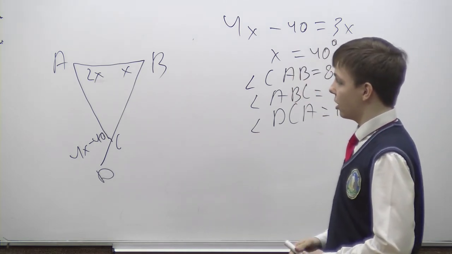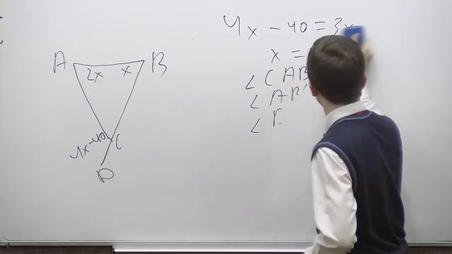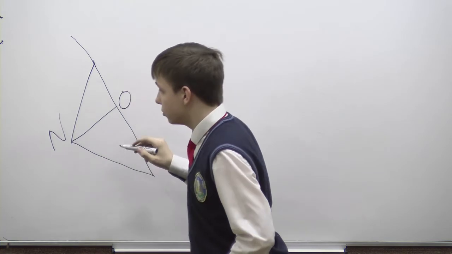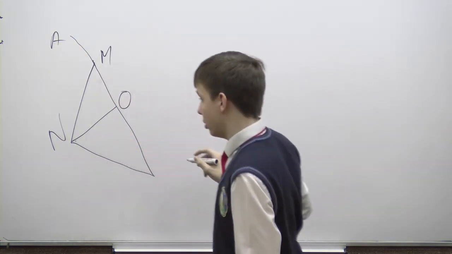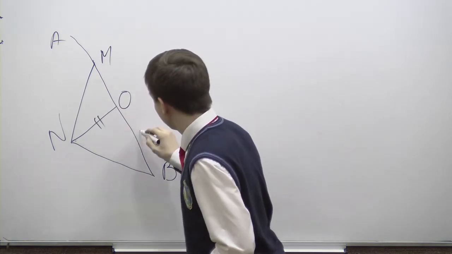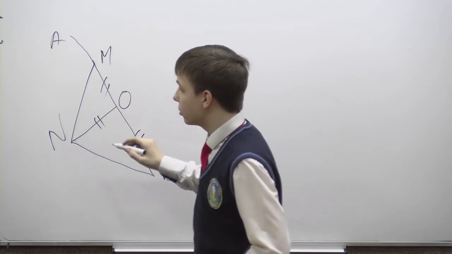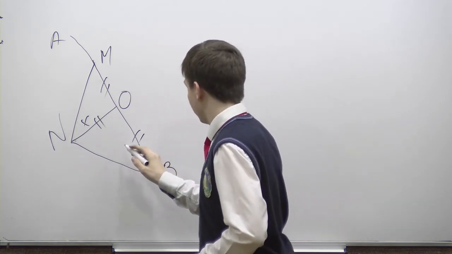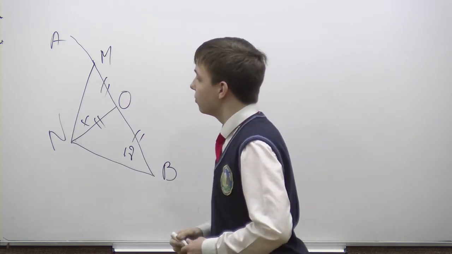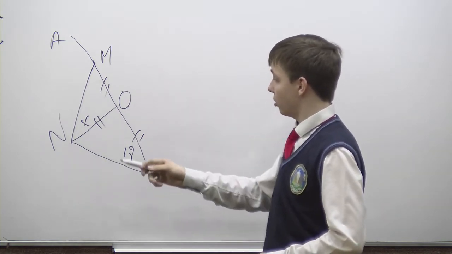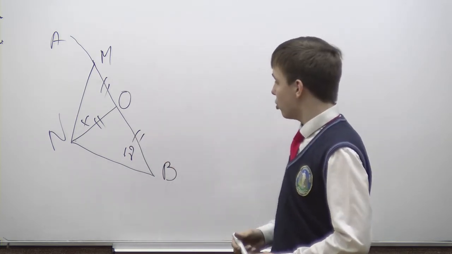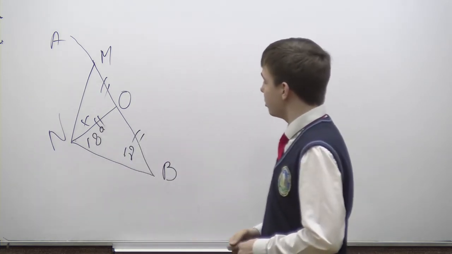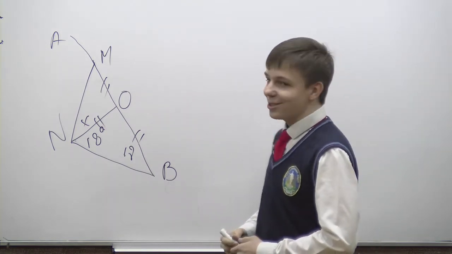I can solve exercise D. First I clean the board. So line N O A M B. So these sides are equal, and this angle, angle MNO equals x, and angle NBO equals 18. So we can use that triangle NOB is isosceles. So angle ONB equals angle OBN and equals 18 degrees.